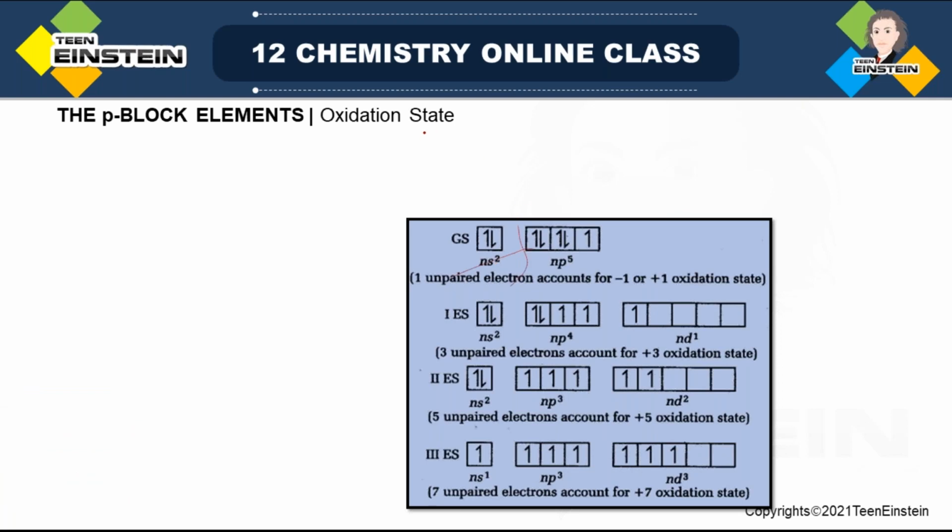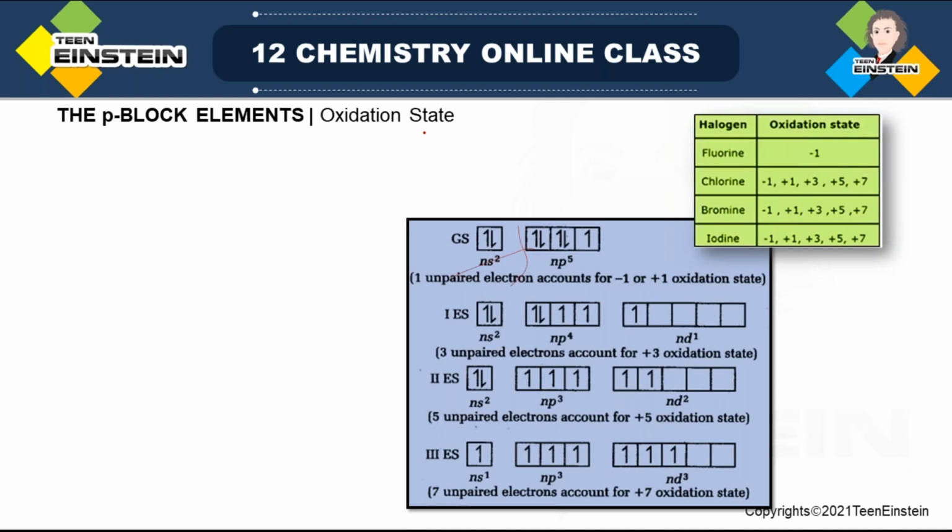So here, when we are talking about oxidation state, we know that different types of oxidation states are possible. As you can see in this table, for fluorine, it is -1 only, because fluorine cannot have positive oxidation state. It is the most electronegative element in the whole periodic table. So positive oxidation state is not possible. Then after fluorine, when we go to chlorine, bromine and iodine, all these different types of oxidation states are possible, starting from -1 up to +7.